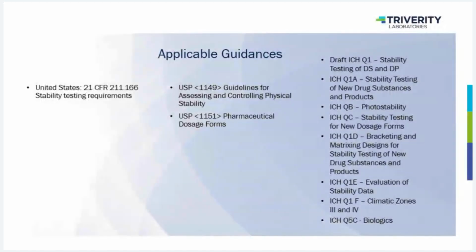So regulations and guidances. 21 CFR 211.166 has the requirements for stability testing. There are a couple of USP general chapters. There's not a lot in the USP regarding stability testing. There's a lot in the ICH. There's a new draft ICH guidance that is going to make obsolete Q1A, B, C, D, E, and then Q5C for biologics. And that's primarily what our webinar is today, going through that draft guidance.